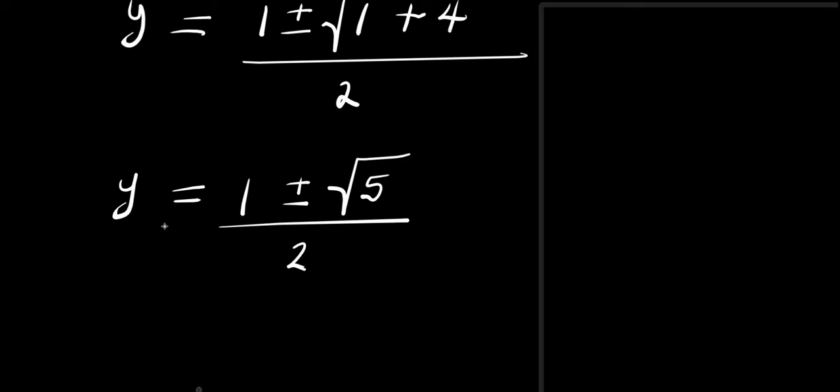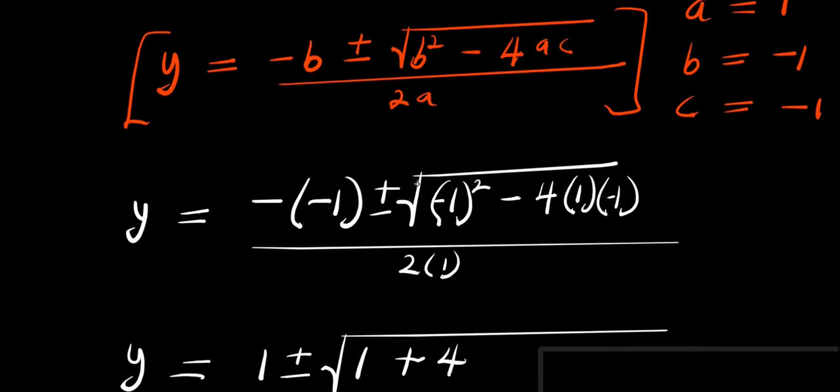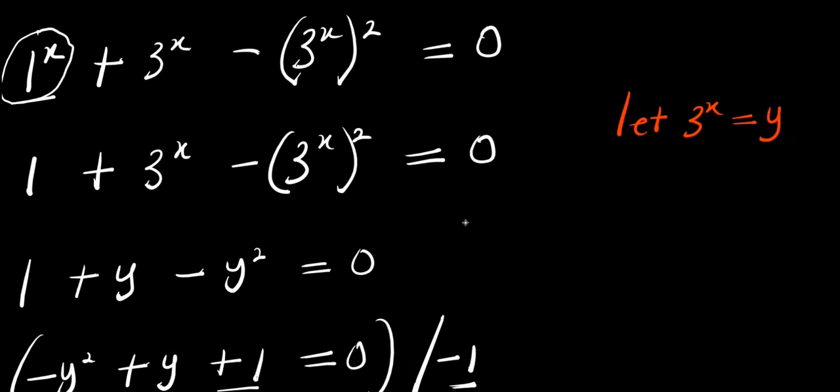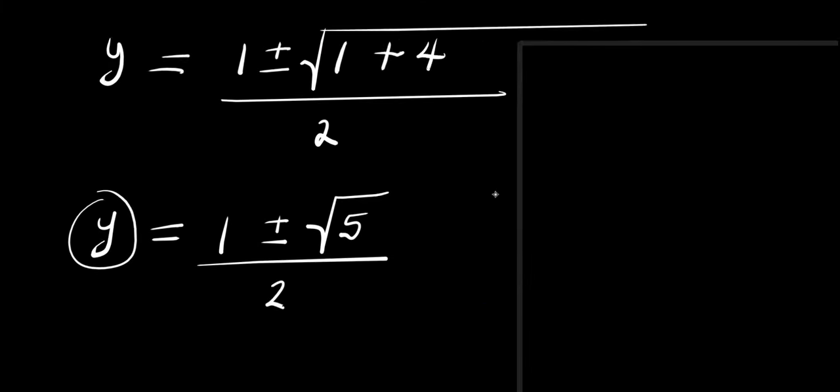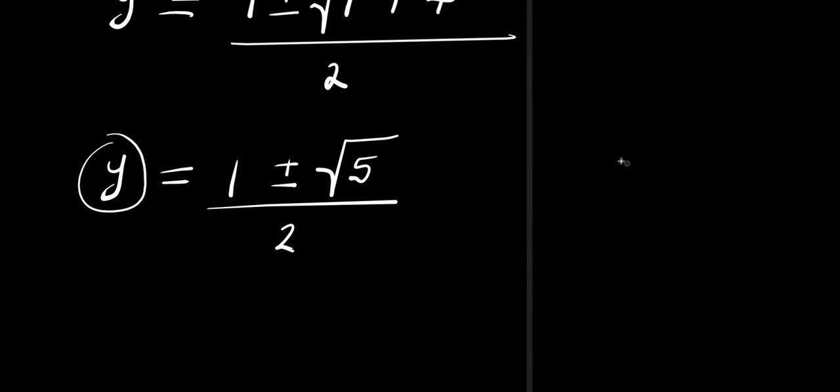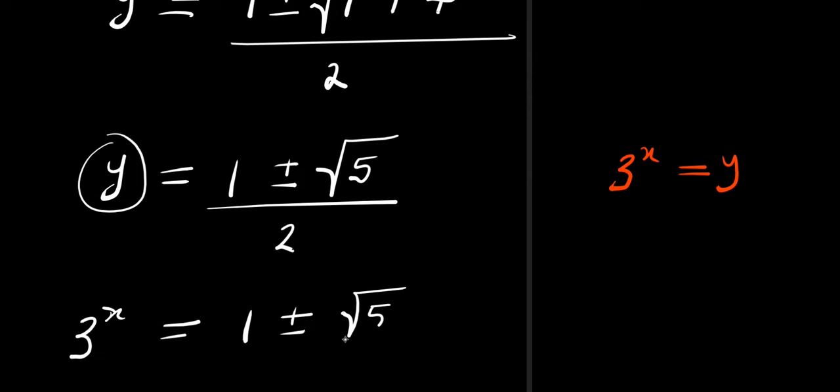Now, what is the value for y? Let's get back. Remember, we said y equals 3 power x. So you remember 3 power x equals y. Because of that, we are going to have 3 power x, that is y, equals 1 plus or minus square root of 5 divided by 2.